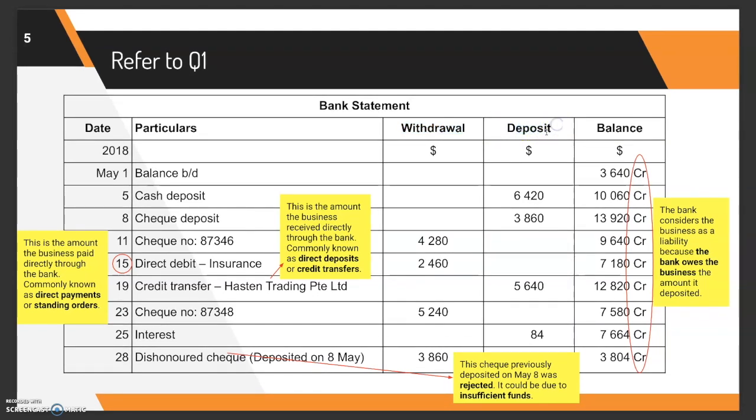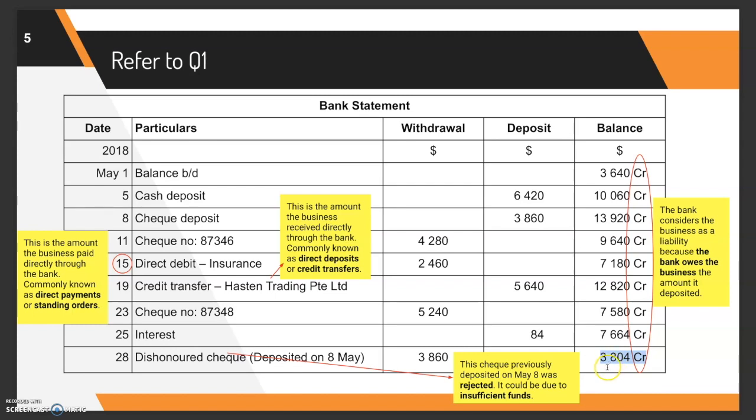This is very different from the cash at bank, which is an asset. This is because the bank considers the business as a liability, because when you deposit money into the bank account, it does not belong to the bank. So they see the business as a liability. That's why when you see a credit balance in your bank statement, it represents that the business has a positive amount in the bank account. And this ending number is usually different from the one that the accountant prepared. This is mainly due to two reasons.